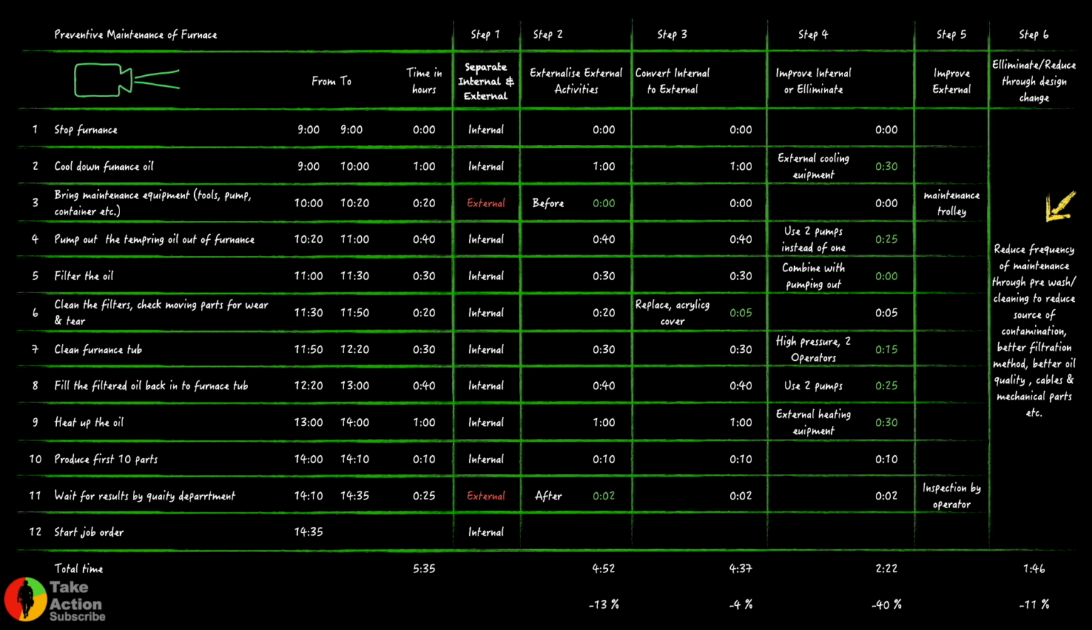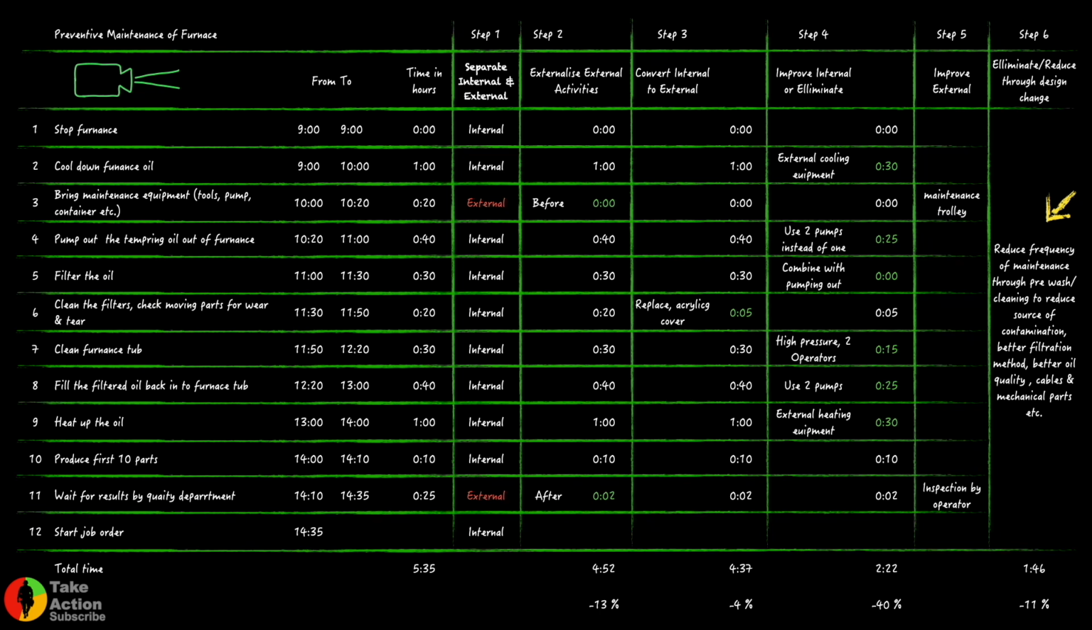We are doing it at the moment every week, because the oil is getting dirty, the cables are breaking, and we have wear and tear of the moving parts, and we need to do that every week. Instead of doing it every week, in step number 6, we can ask what design changes we can make so that we don't have to do the preventive maintenance after 1 week, but maybe in 2 weeks or maybe in 3 weeks.